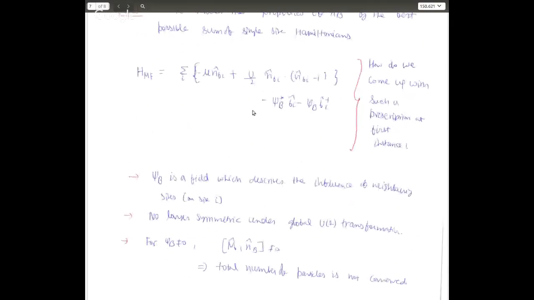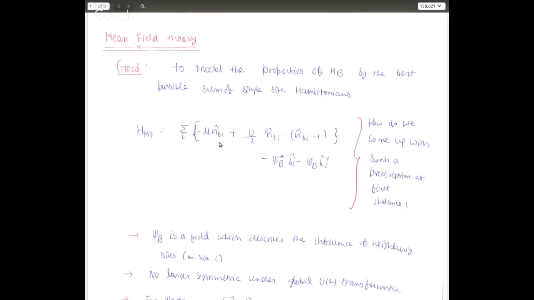In the earlier case, I had terms like bi dagger bj. Here you have terms like n cap, bi dagger bi. But once I introduce terms like psi b, you can see that this term will not respect the U1 symmetry. So in the phase where the psi b term is non-zero, I will have a violation of U1 symmetry. That's right, Bhati?